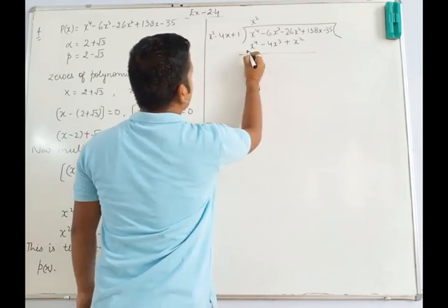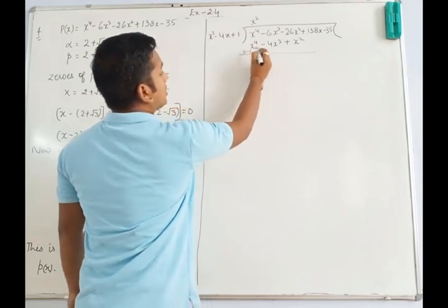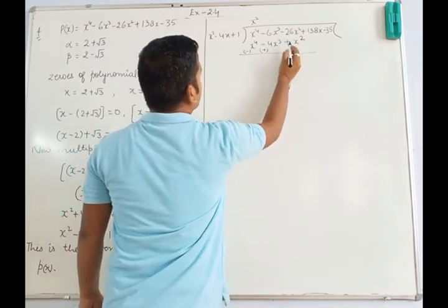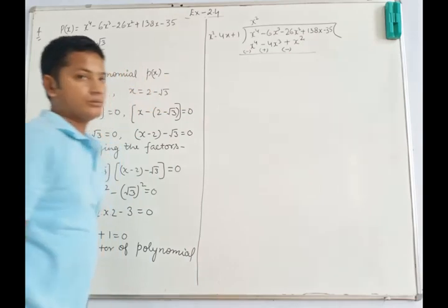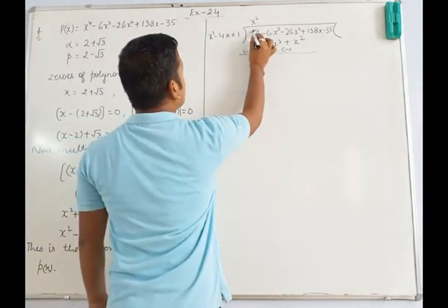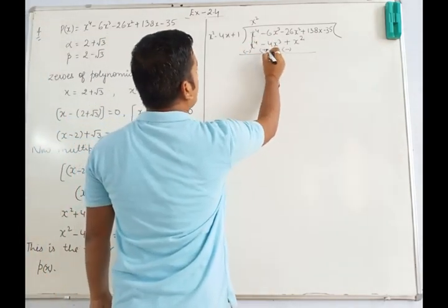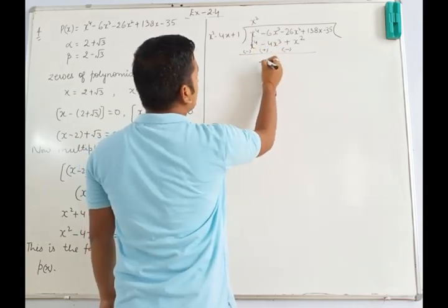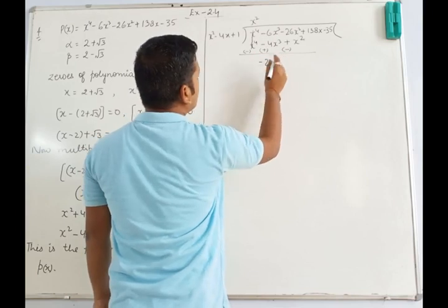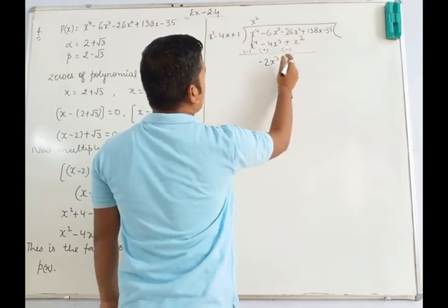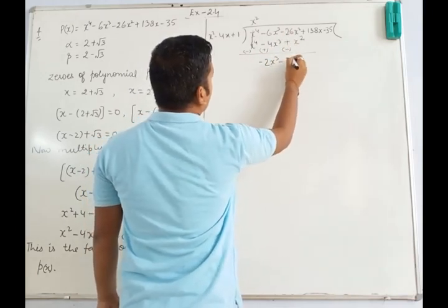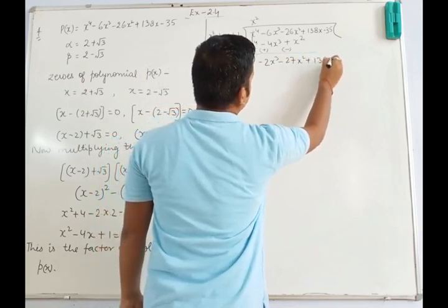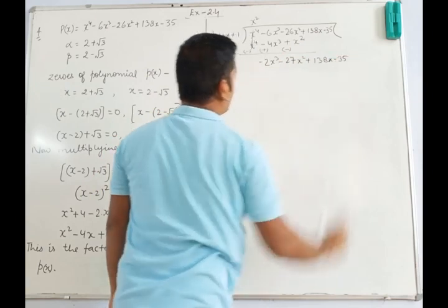Now let us change the signs. It is positive, it will become negative. It is negative, it will become positive. Now this one term will get cancelled out, and this is negative, −6x³. It is positive 4x³, so it will give you −2x³. Now −26x² − x², so it is −27x² + 138x − 35.